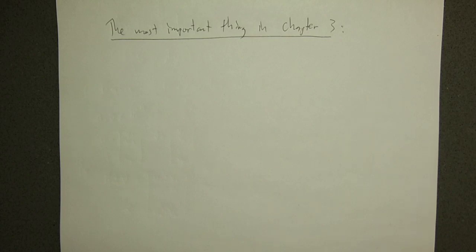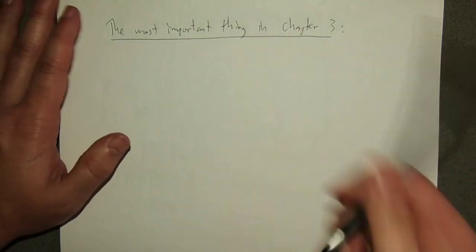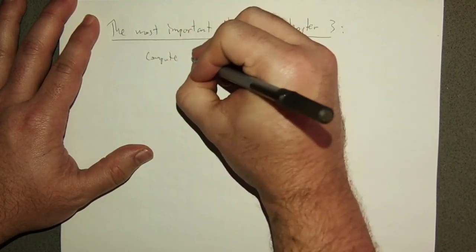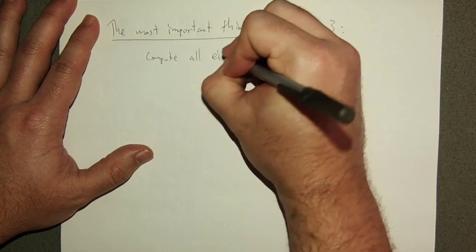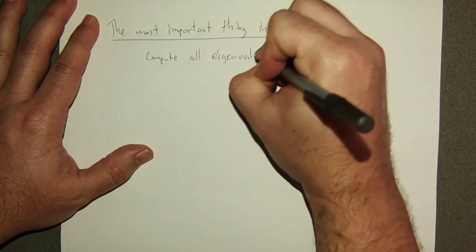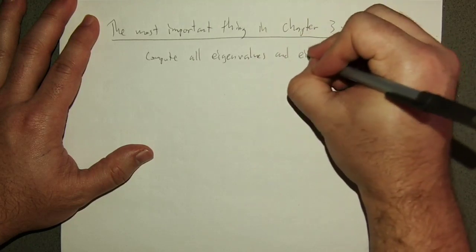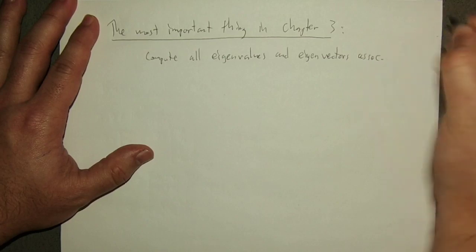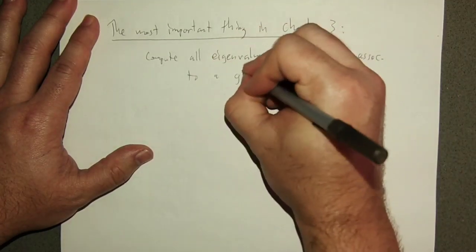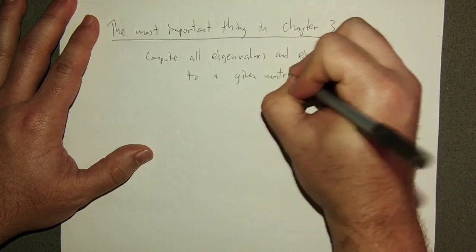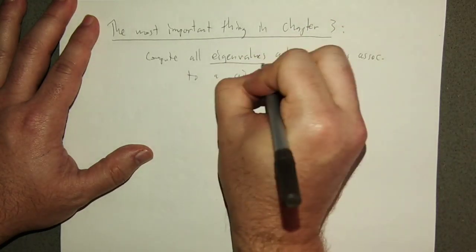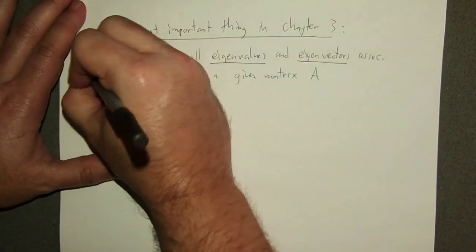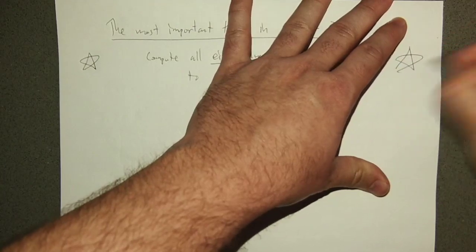So similarly here, every single problem that is going to ask you something in Chapter 3 is going to require you to do this. Okay, and so the most important thing in Chapter 3 is to compute all eigenvalues and eigenvectors associated to a given matrix A. Okay. This is by far the most important thing that you can do.